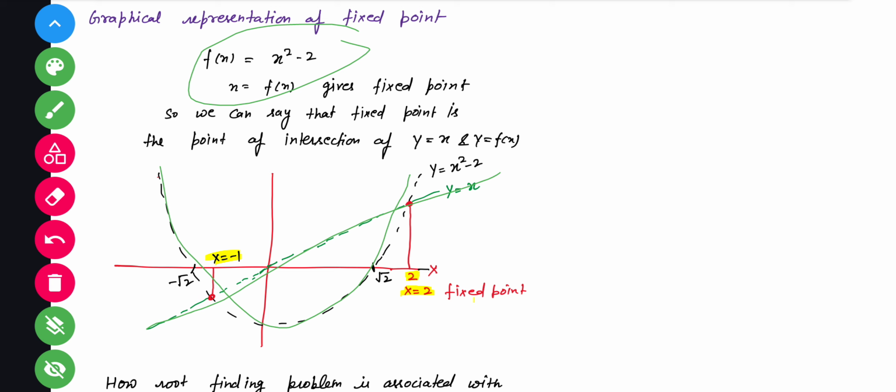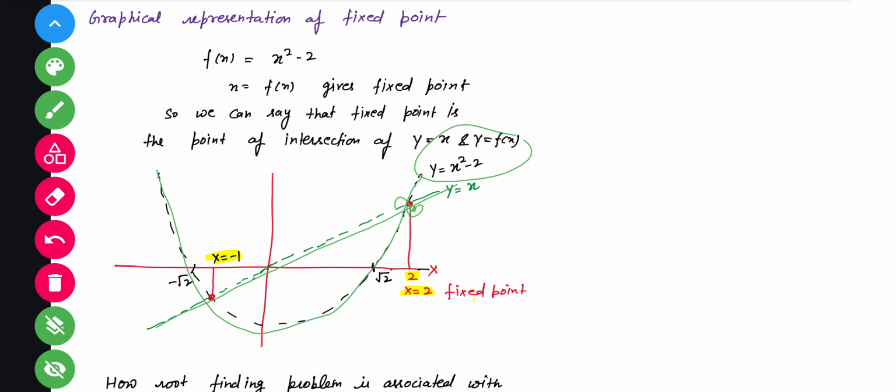So we can see this. This is our y equal to x square minus 2, and this is y equal to x. At this point, the y equal to x function will intersect the x square minus 2 function, right? So this point of intersection, that is x equal to 2, is the fixed point of this function, x square minus 2. So that is the thing.